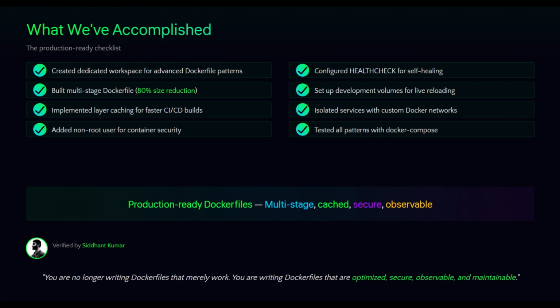Configured a health check for orchestration and self-healing. Set up development volumes for live code reloading. Isolated services with custom Docker networks. Tested all patterns with Docker Compose build and up. Now you have the foundation for writing production-ready Dockerfiles, not just for this course, but for any project you build.